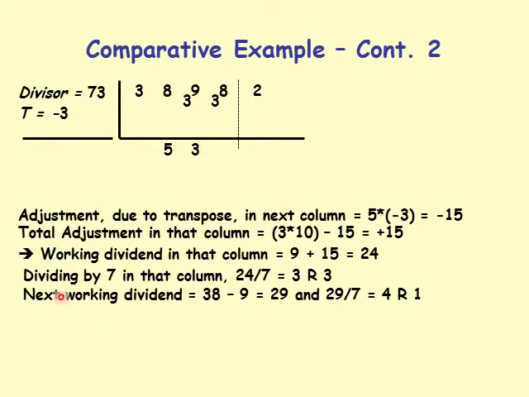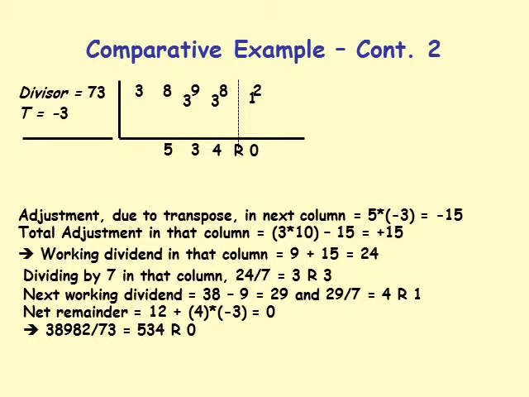Let's go to the next column. Working dividend in the next column is 38 minus 3 times 3. 38 minus 9 is 29, and 29 divided by 7 is 4, remainder 1. Next the gross remainder is 12, plus the adjustment 4 times minus 3, which is 0. So the remainder is 0. That means 38982 divided by 73 is 534, remainder 0.